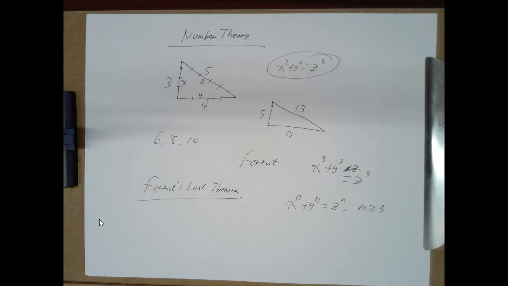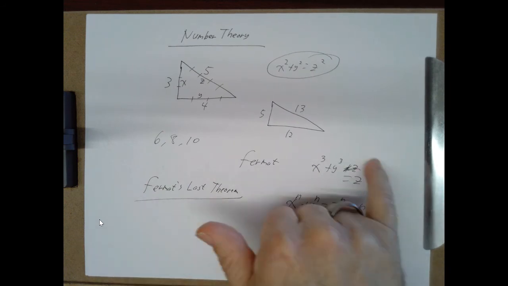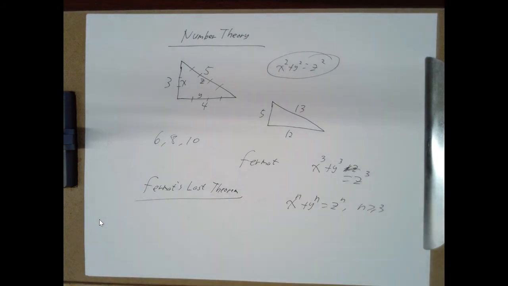And eventually, proofs were found for particular values of n. This case was proven. But for the general case of x to the n plus y to the n equals z to the n, nobody proved that until the 90s. And in the 90s, coming out of a field called algebraic geometry, somebody finally came up with a proof for this. His name was Andrew Wiles, and it was groundbreaking.